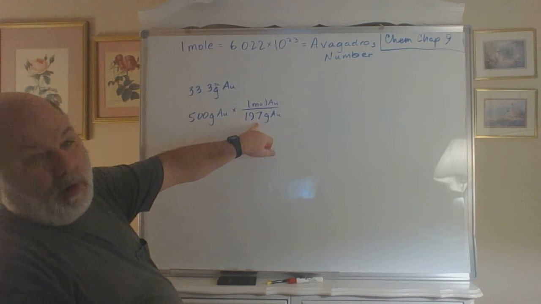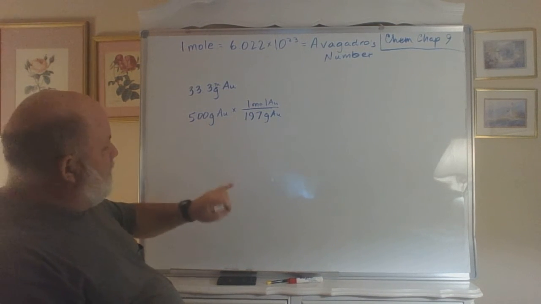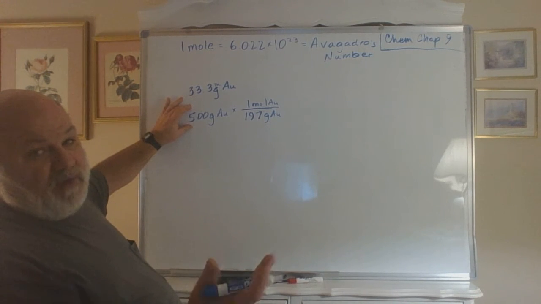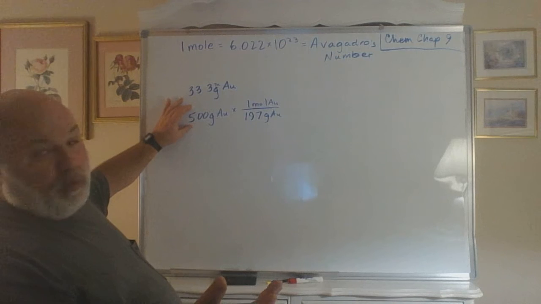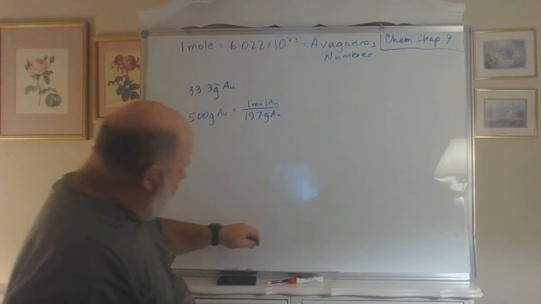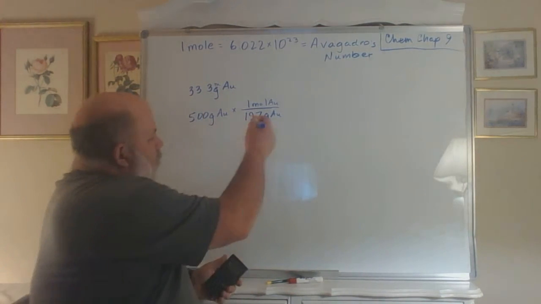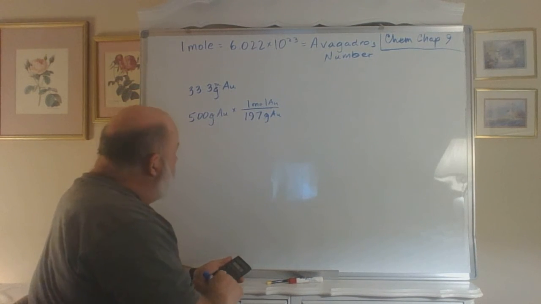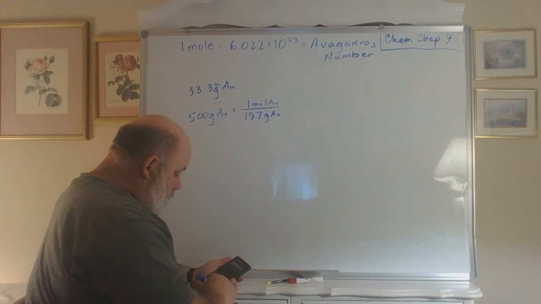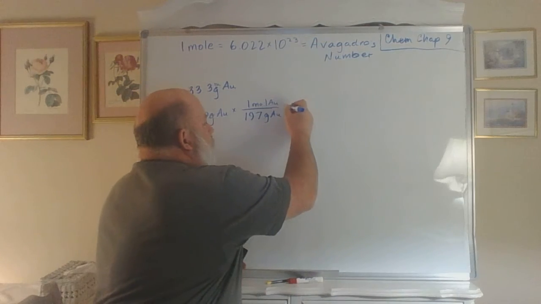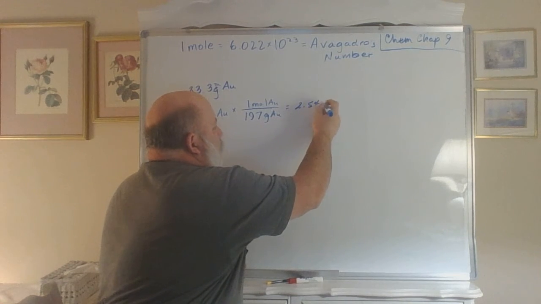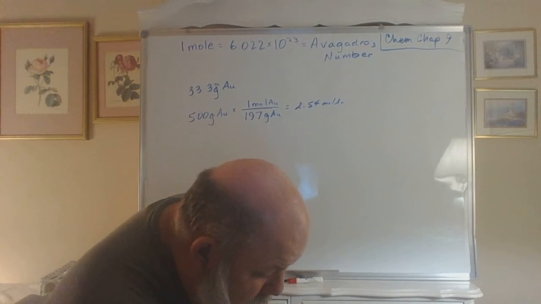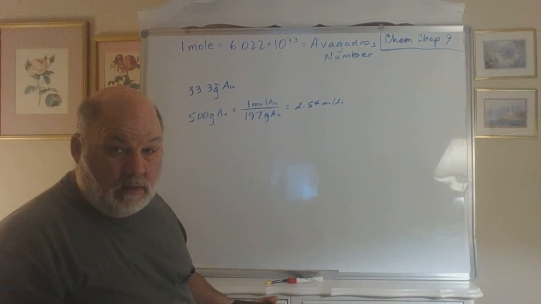So if 197 grams gives me 1 mole, how much will 500 grams give me? I always take what they've given me. I've got 500 grams in my hand. How many moles will that be? The grams will cross out, and this is 500 divided by 197. That will give me 2.54 moles of gold.